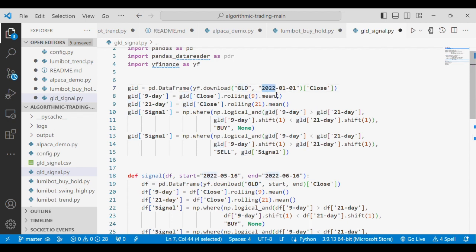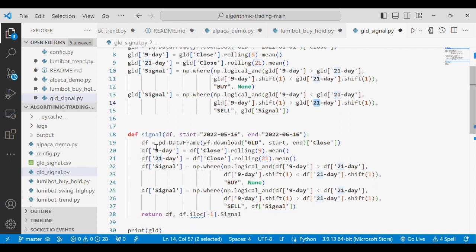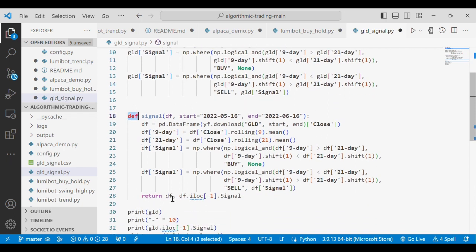Then we have created additional columns for 9-day and 21-day moving averages. Then we have generated buy and sell signals based on the crossing of the 9-day and 21-day moving averages. Then after this we have defined a signal function till we have returned the df. So we have defined a function named signal.